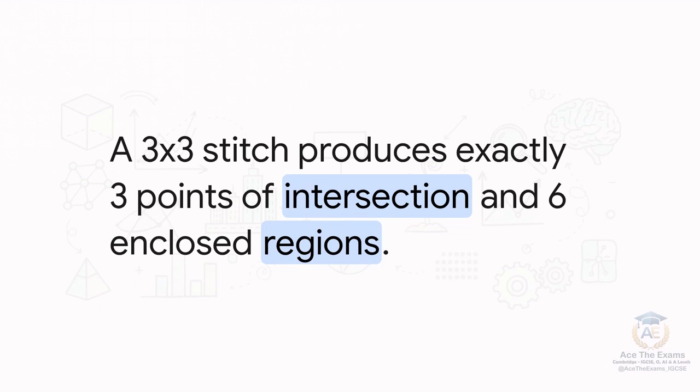So the crucial takeaway is what happens when those lines actually cross. This basic 3x3 curve stitch produces exactly 3 points where the lines intersect, and it traps empty space to create exactly 6 enclosed regions. And it happens perfectly every single time. It's an absolute geometric guarantee.